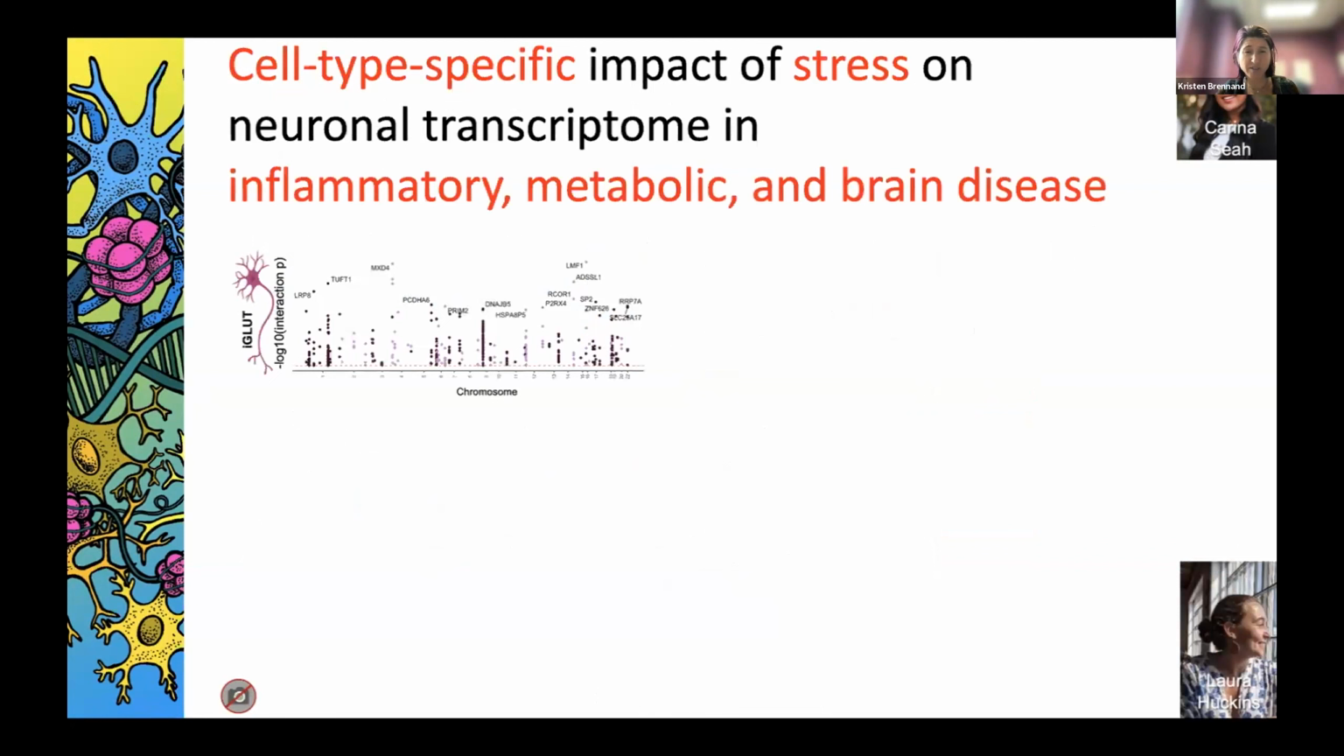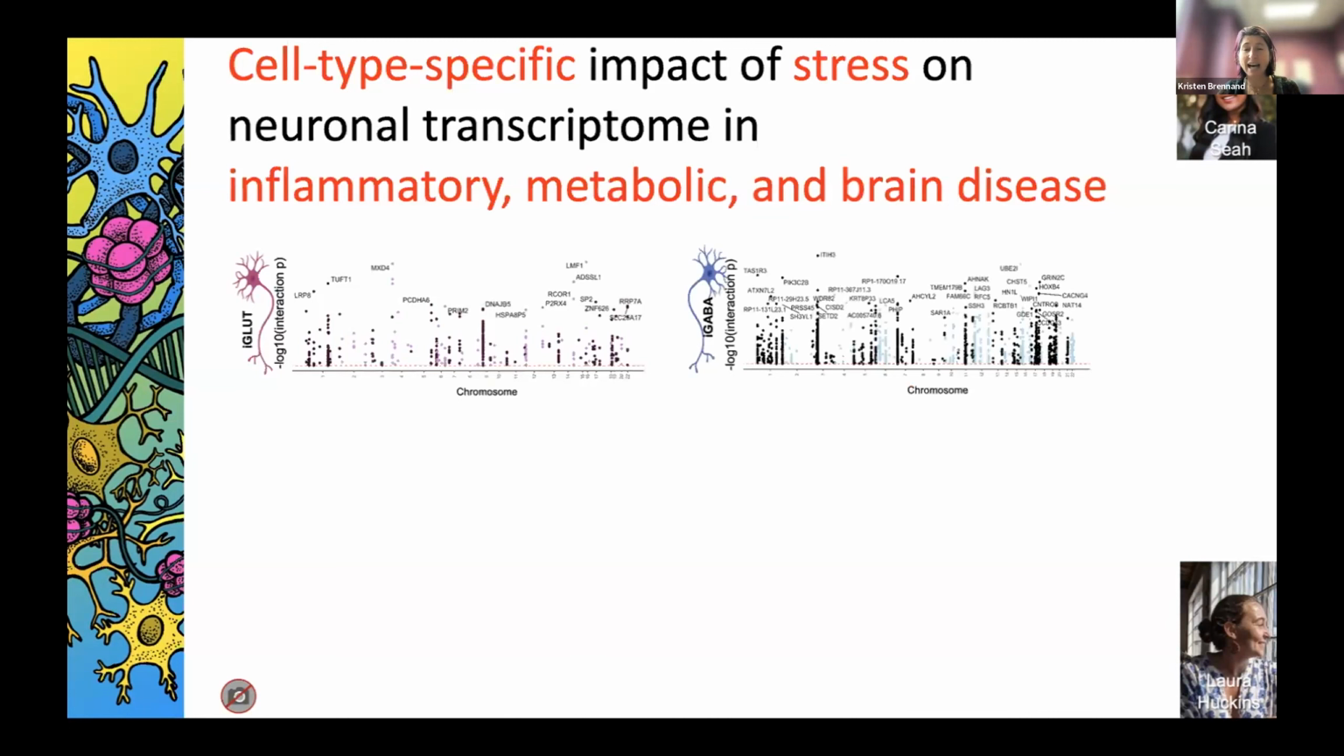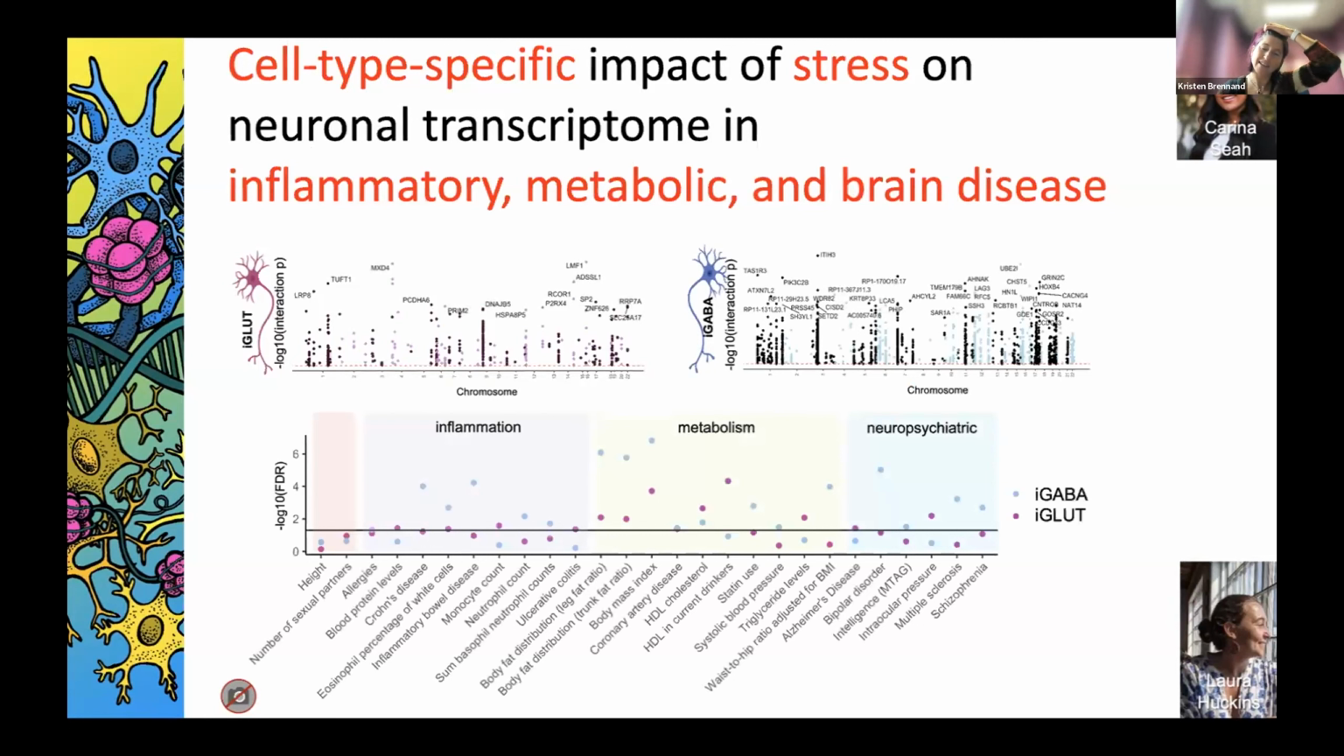We can take this further and begin to look at cell type specific stress responses. So what I first showed you is how glutamatergic neurons respond to stress, but we generated an equal data set looking at how GABAergic neurons, inhibitory neurons, respond to stress. And we can cross this with what we know about the genome to ask which specific loci have regulatory activity in stress context, but not at baseline. And then we can ask of those gene targets, what diseases are they enriched for?